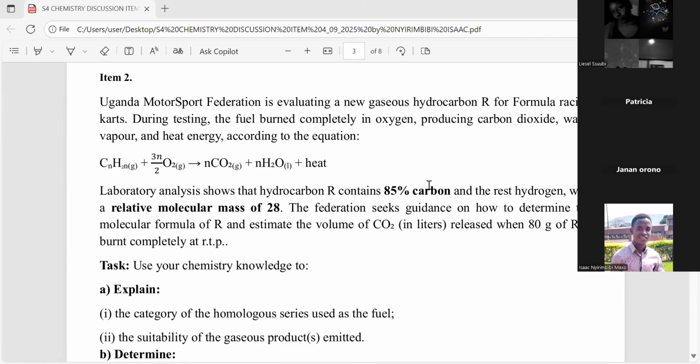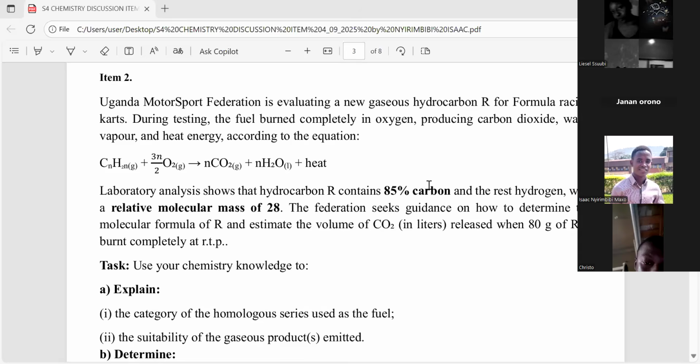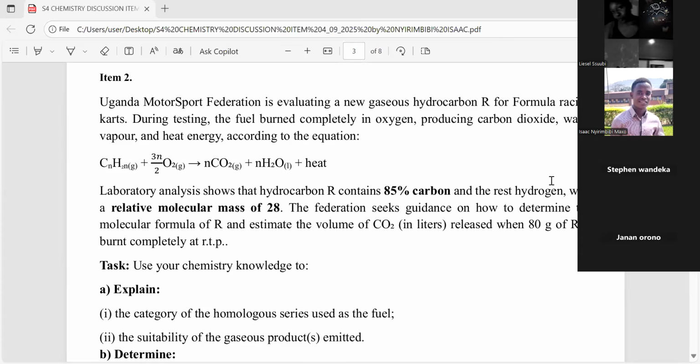Thank you very much, Janan. Now let me have another person to take us through part 1. So you can see now this question is covering a lot. It is covering relative atomic mass, relative molecular mass. It is covering empirical formula, molecular formula. And here they have even showed us that it is being burnt at RTP. I believe now there's no question to say, is it at room temperature or at RTP? Here they are very specific that they are burning it at RTP.